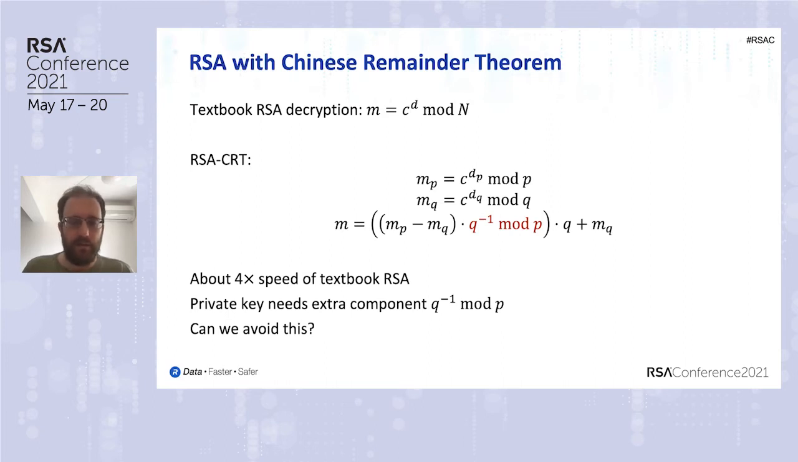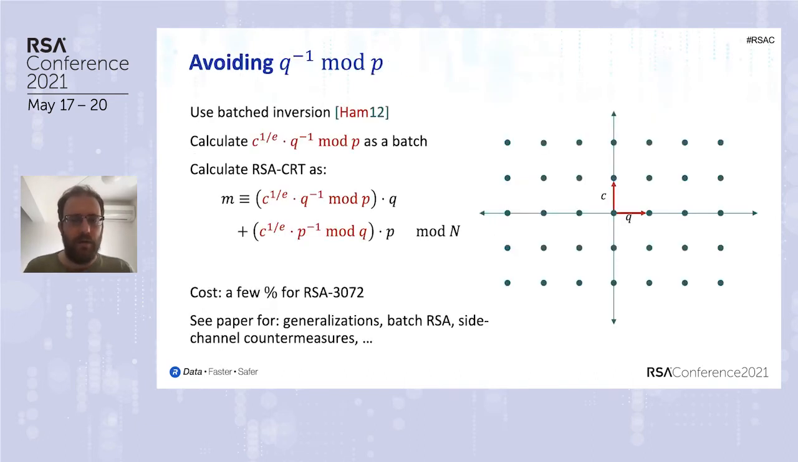And that means that to do this efficiently, you'll have to store Q inverse mod P as part of your private key. In order to avoid this, we turn to a batched inversion method that I invented for elliptic curves some while ago. And the idea is that instead of computing C to the D, or you might call it C to the 1 over E, because that's what D is, times Q inverse mod P by calculating those two terms separately, you will want to calculate them together as a batch.